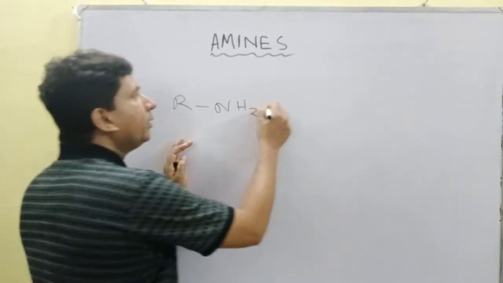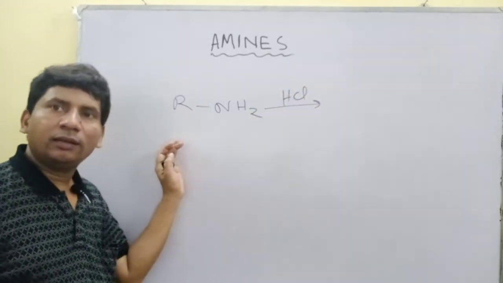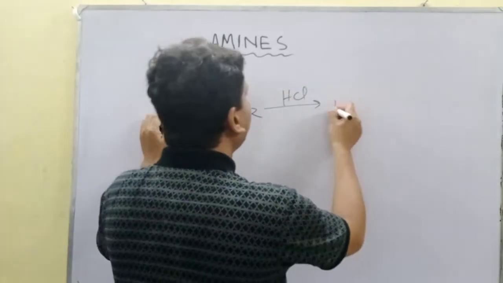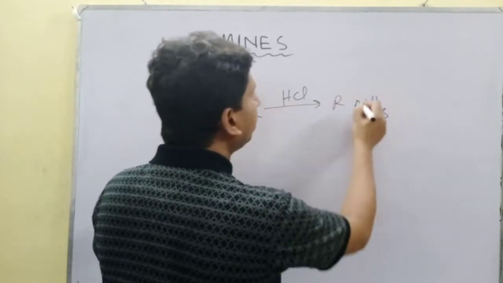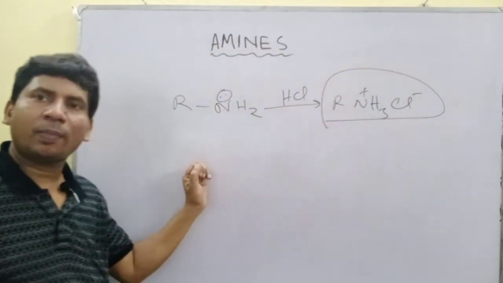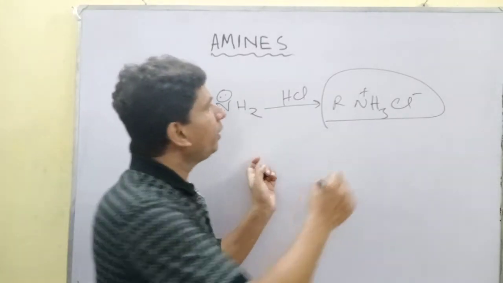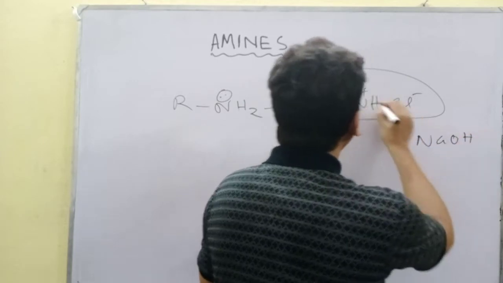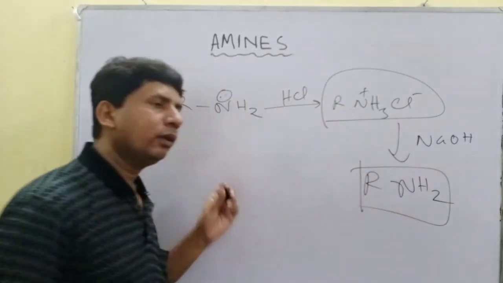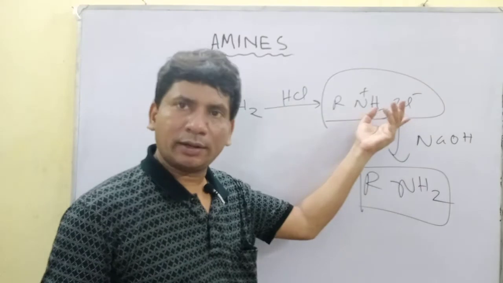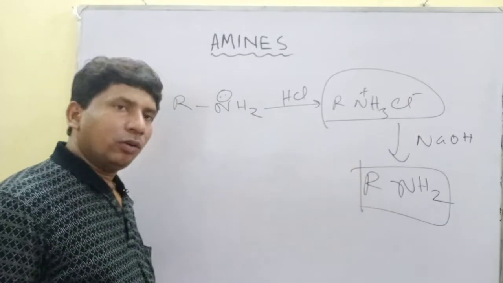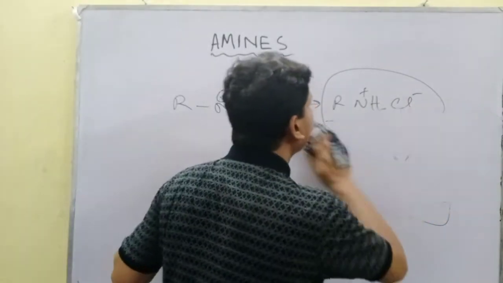If there is HCl, then this lone pair can readily take an H plus ion, giving RNH3 plus and Cl minus, a salt-like structure. If we use sodium hydroxide on this salt, the HCl will be removed and we will get back the primary amine.